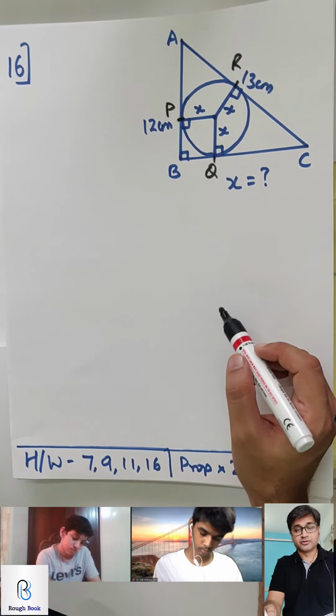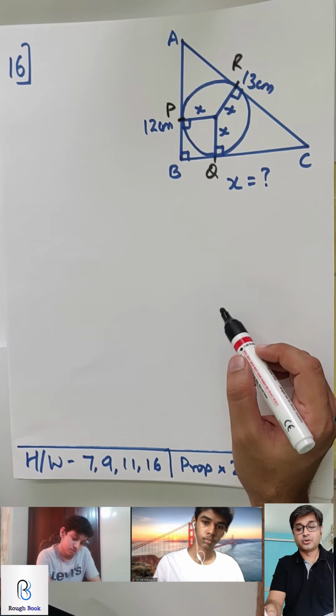Can you answer a simple question, both of you? AC is 13, AB is 12. Can you find BC?